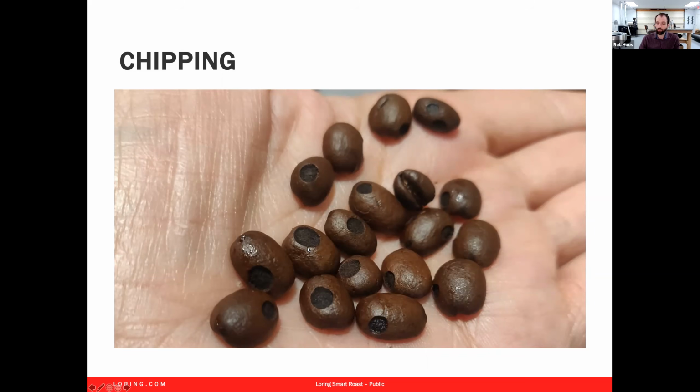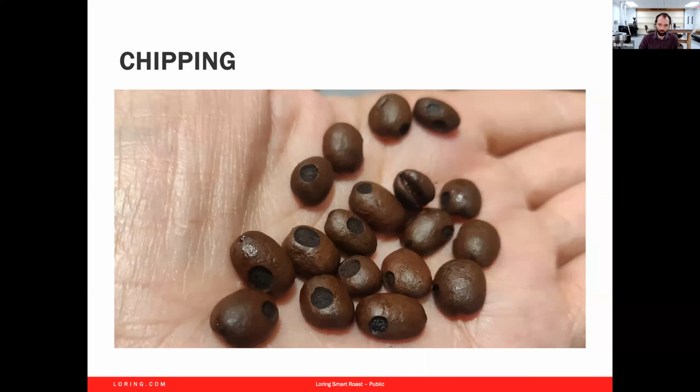It is going to be a visual impact if you're selling whole bean coffee, especially in a clear container at the grocery store, or if you've got people that are really picky when they're looking at their coffee seeds after they bought them from you before they grind them. But the good news is it's not going to be a flavor issue. Chipping usually happens at darker roast levels.